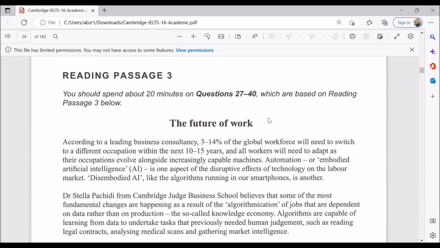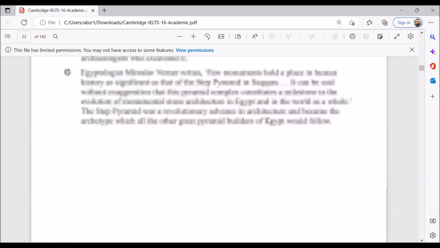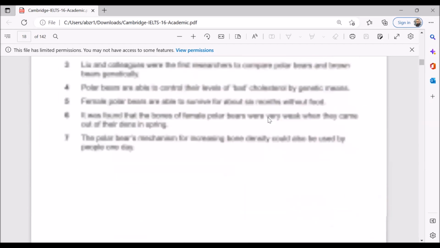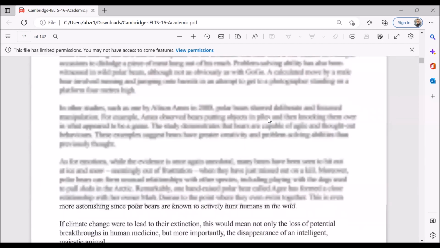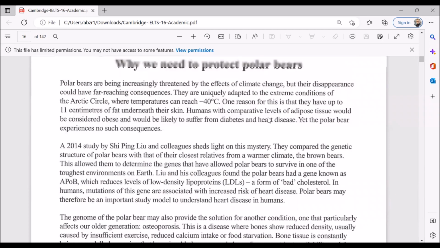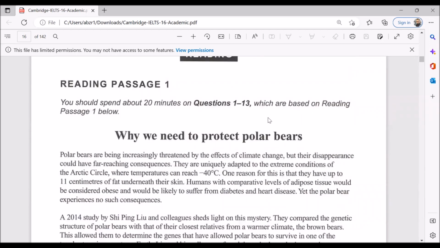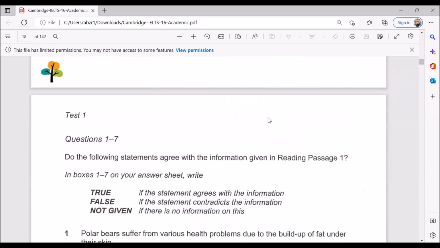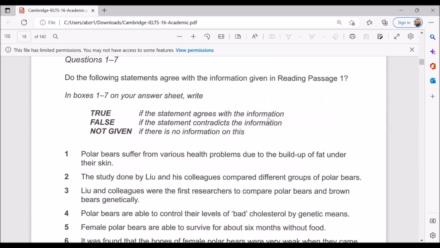The second part would cover the categories of the question. Now if we jump back to passage 1, you can see about the polar bear, why we need to protect polar bear. That's reading passage 1. And after that, there are some questions. For instance, questions 1 to 7 are true, false, and not given. What is the best technique and what is the way you can solve the true, false, and not given questions? That's what I'm going to teach you.